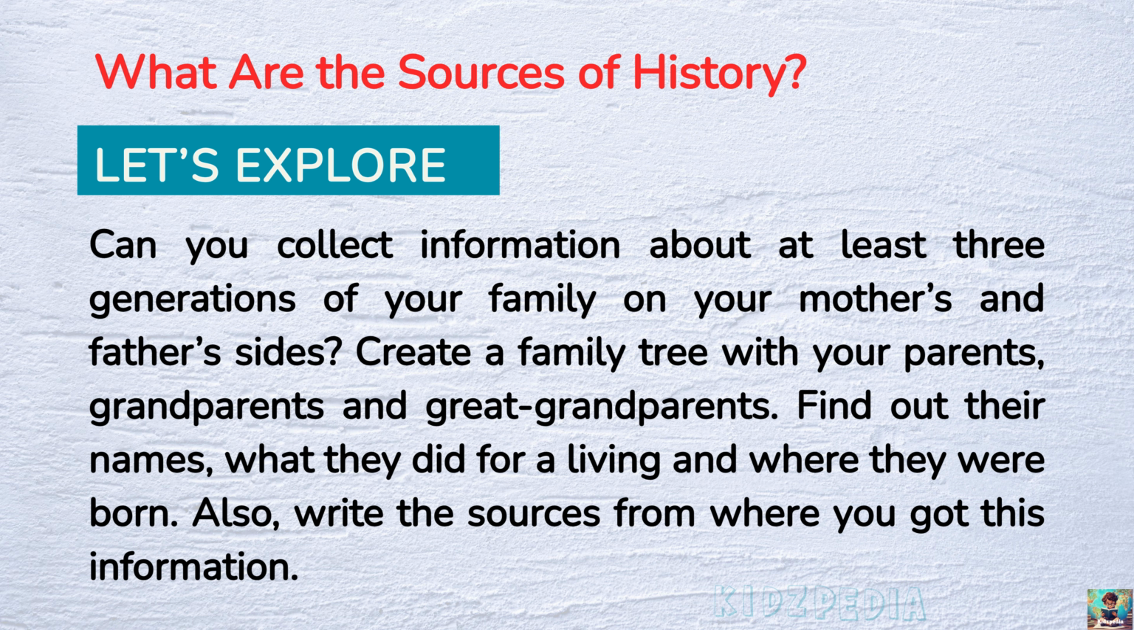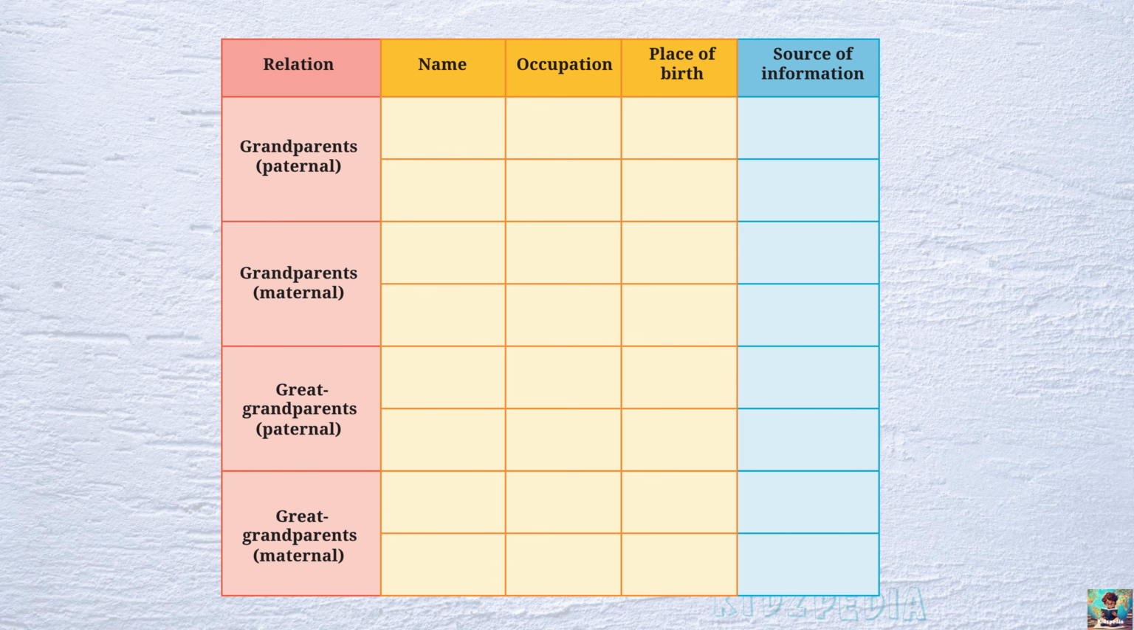Can you collect information about at least 3 generations of your family on your mother's and father's sides? Create a family tree with your parents, grandparents, and great grandparents. Find out their names, what they did for a living, and where they were born. Also, write the sources from where you got this information. So, you need to collect information about 3 generations of your family on your mother's and father's sides.